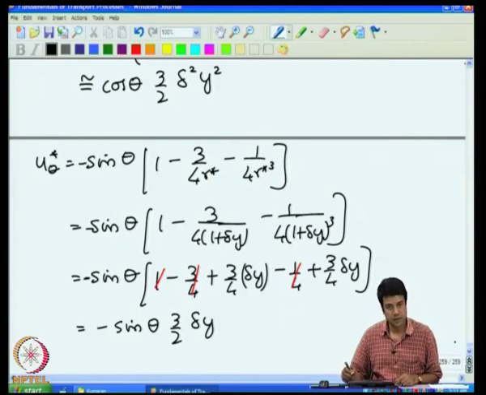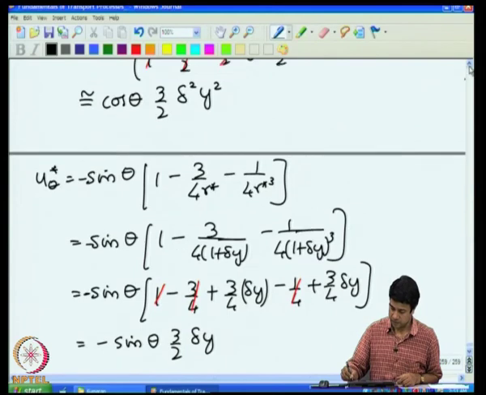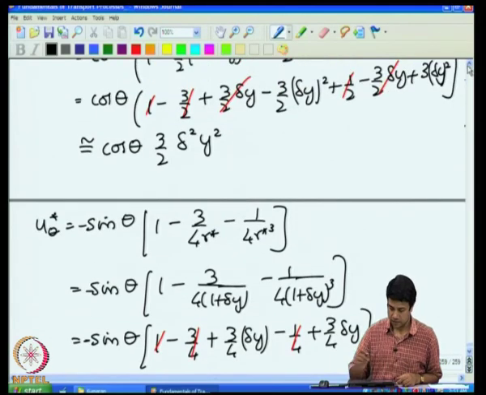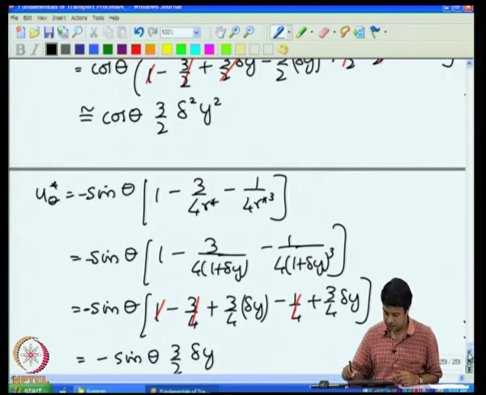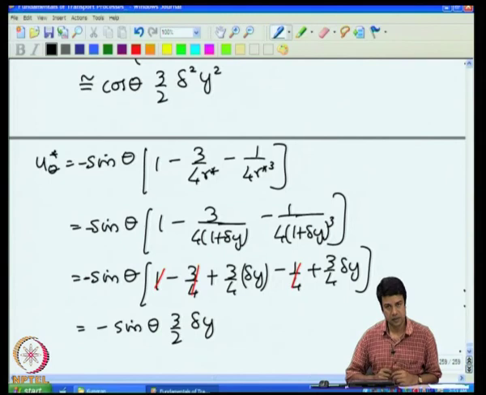So, these are the velocities u r and u theta. The approximations for the velocities very close to the surface when delta is small compared to 1. So, these are the approximations for the velocity fields. The radial velocity goes as delta square. The velocity in the theta direction goes as delta. It is no surprise because at y equal to 0 itself, both components of the velocity have to be equal to 0.